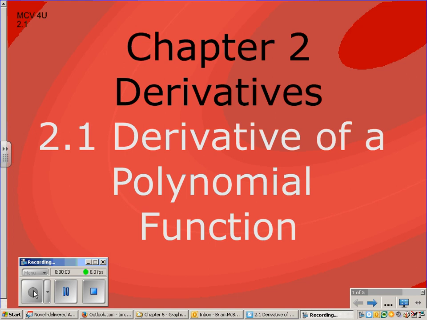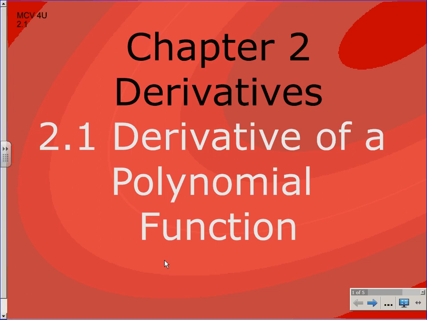All right, we're into chapter 2 today. And chapter 2, well, the title of it is just called derivatives. So in chapter 1, we looked at what a derivative was and the whole idea of secants and tangents. Chapter 2 is now that we have an idea of what a derivative is, how can we calculate them?